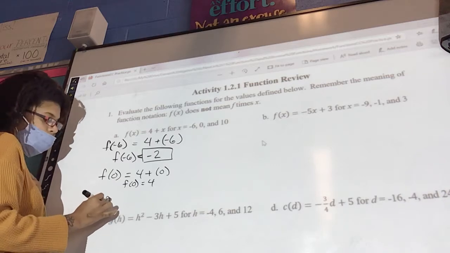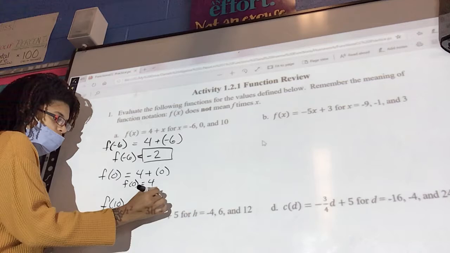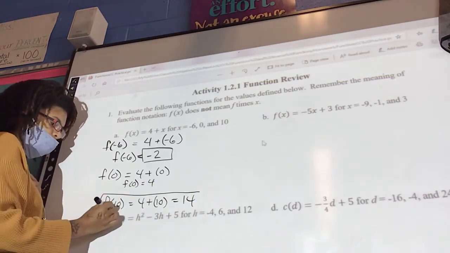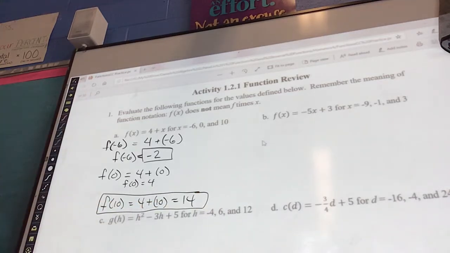So you can do f of 10 is equal to 4 + 10 is equal to 14. And this way, you don't need to rewrite the function. It only works if there's one step, okay?